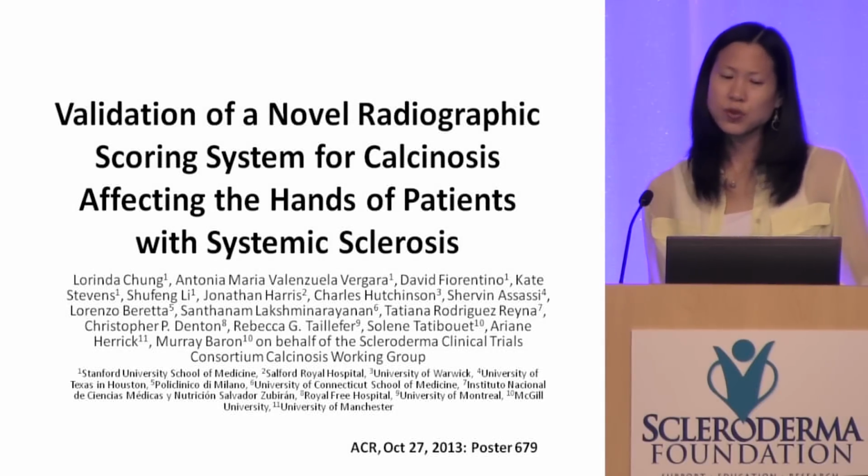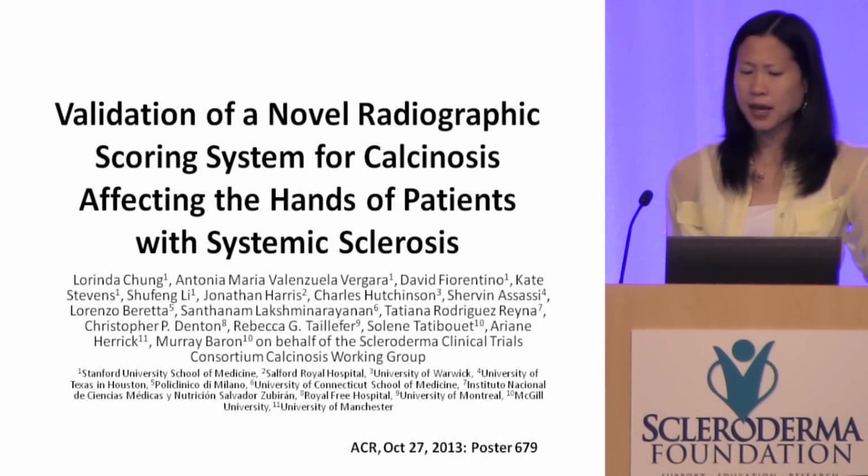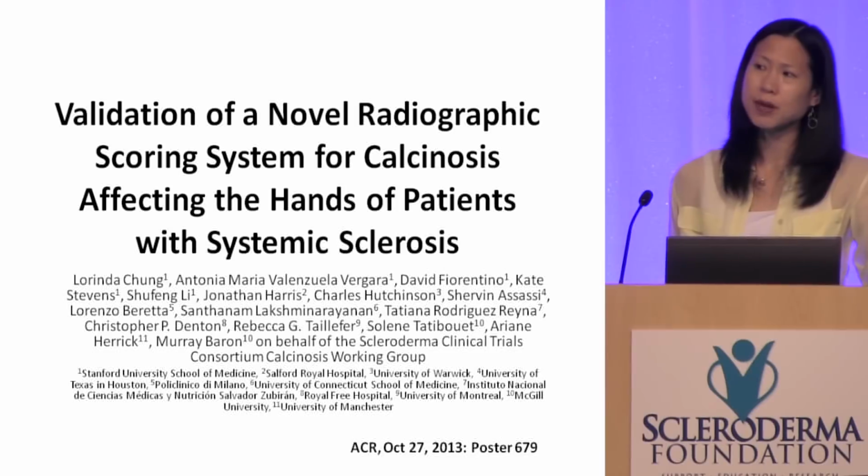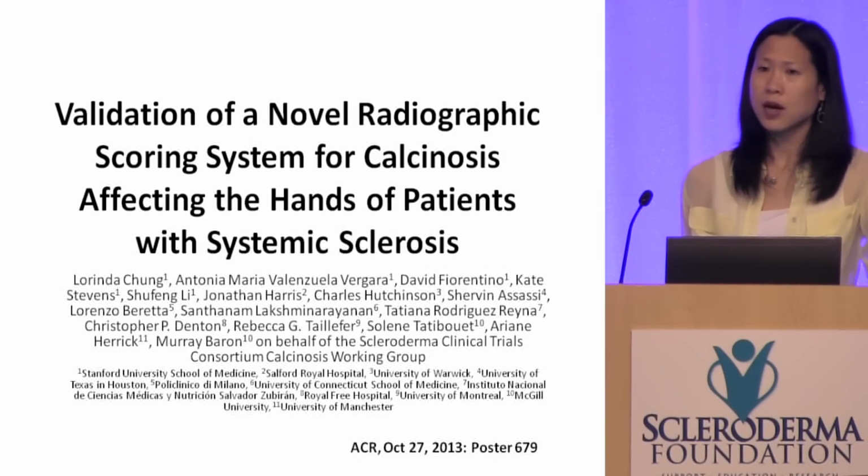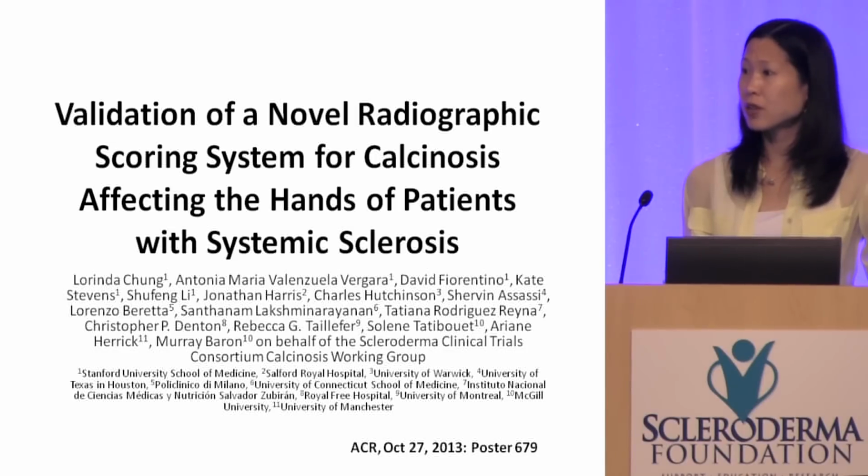So briefly, I just wanted to go over a new radiographic scoring system that we have just developed for monitoring and assessing the severity of calcinosis in the hands of scleroderma patients. I'm pretty excited about this study just because really there are no outcome measures that are available for looking at agents to use for the treatment of calcinosis in clinical trials. So that's the first step.